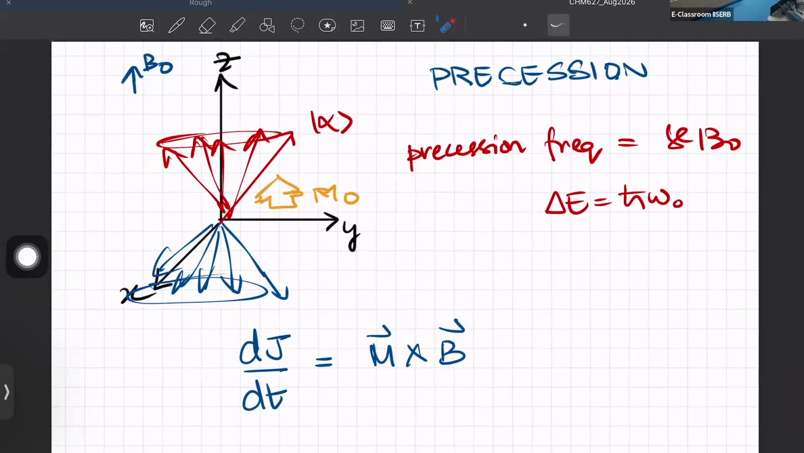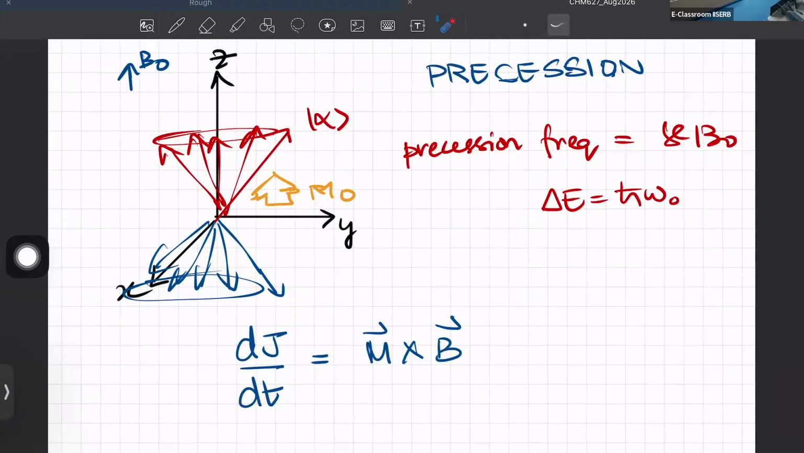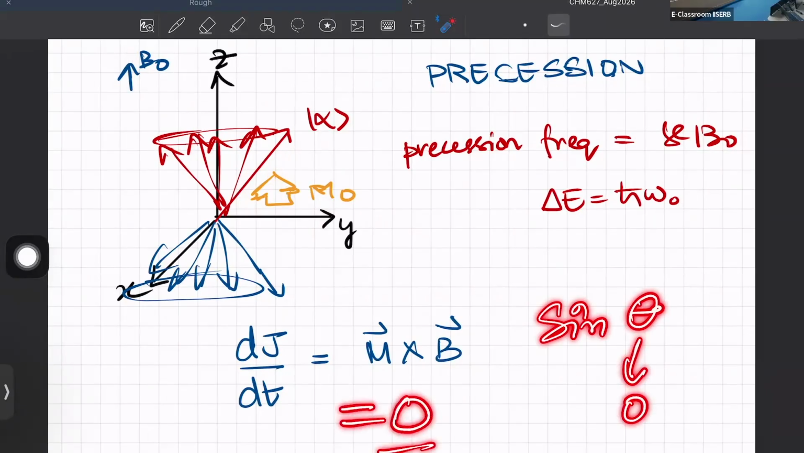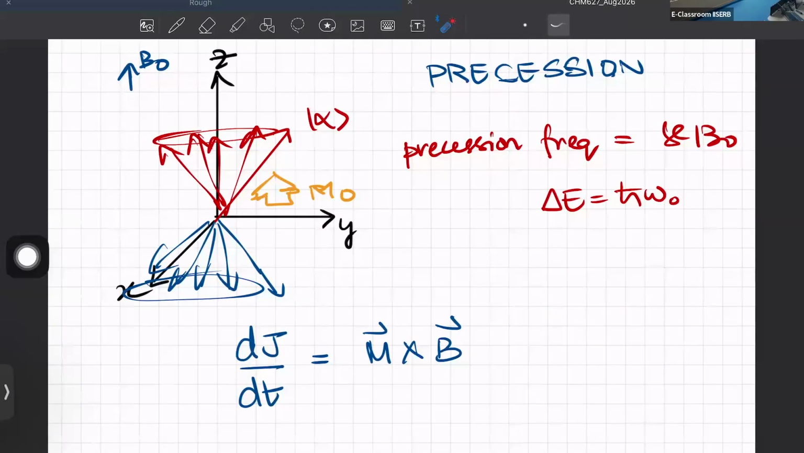Therefore, if you're trying to ask what will be the change of angular momentum for the bulk magnetization that's created at thermal equilibrium, you would want to apply this expression. And what are you going to get? You see that M naught and B naught are parallel to each other. Since there is a sine theta dependence with theta being 0, you realize that there is no net change of angular momentum for bulk magnetization.